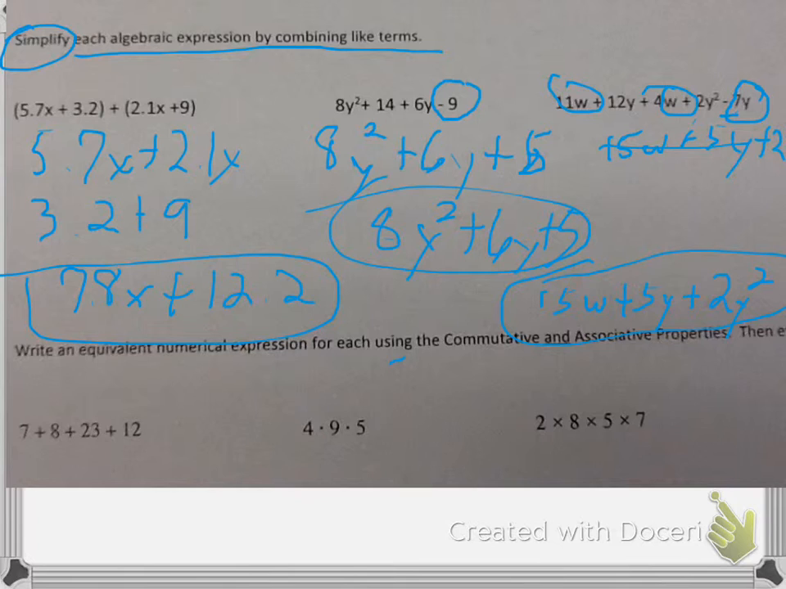And there's my solution for the third one. Alright, so remember, combining like terms, you need to have the same variable raised to the same power. Okay, you can't combine unlike terms.